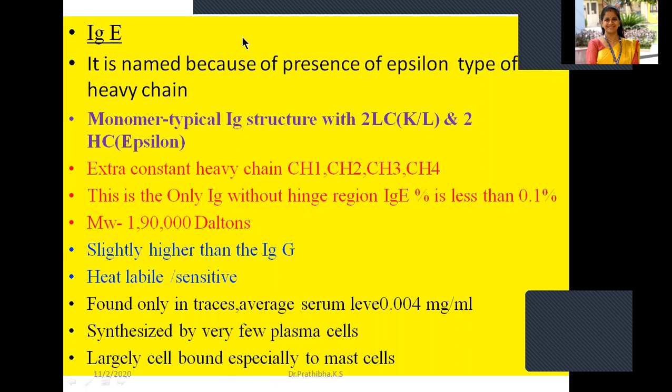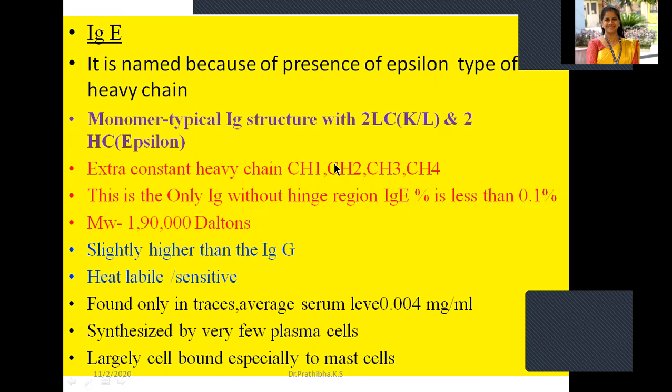There are four polypeptide chains: two are heavy chains, and the other two are light chains. These IgE immunoglobulin molecules are monomers, with a typical immunoglobulin structure with two light chains, that may be kappa or lambda, and two heavy chains which are of epsilon type. You can see in IgE an extra constant heavy chain domain: constant heavy chain first domain, second domain, third and fourth domain.